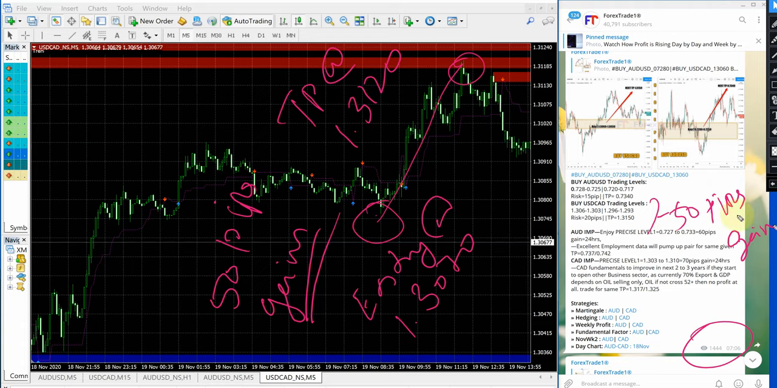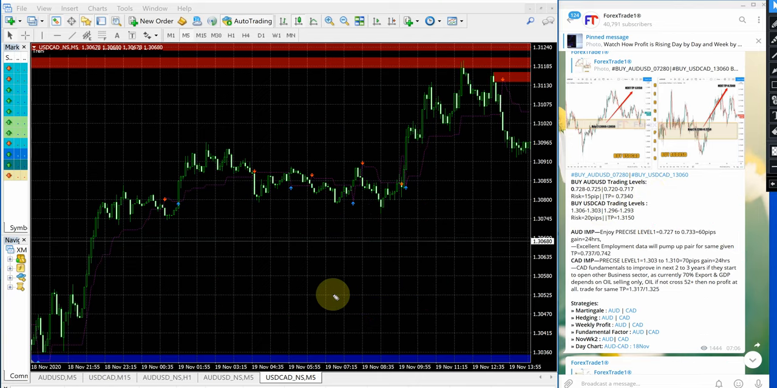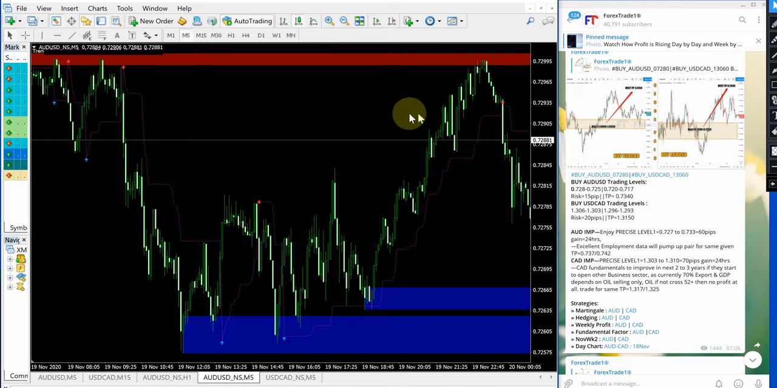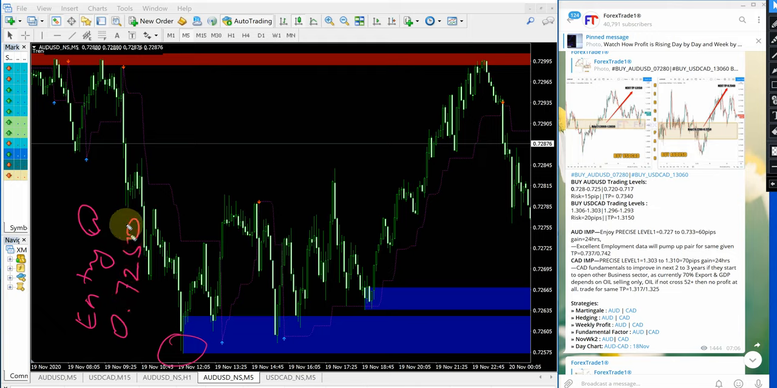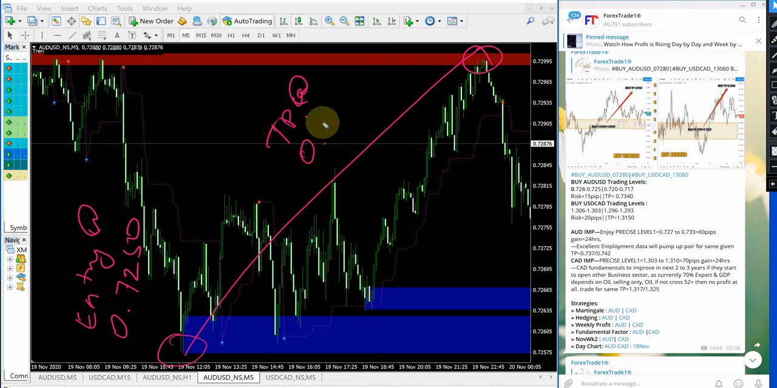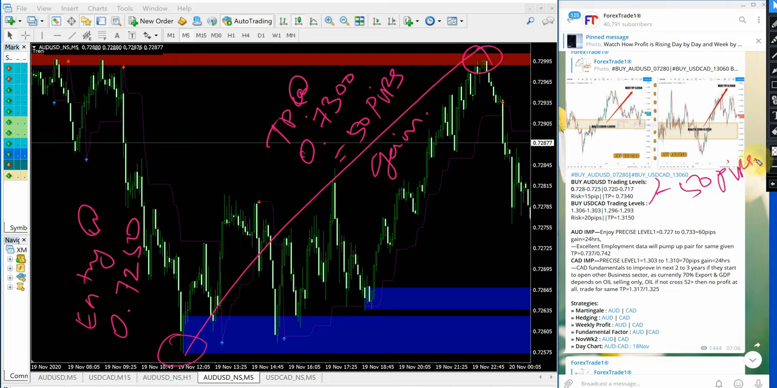And now we will see how our AUD USD signal performed. This is our AUD USD chart here, and this is the entry range given here, 0.7282 to 0.7250, and it precisely started to perform from our entry range, entry at 0.7250 and up till here, TP at 0.7300, which gave 50 pips gain again. So 50 pips gain on the AUD USD buy signal, and 50 pips gain on the USD CAD buy signal.